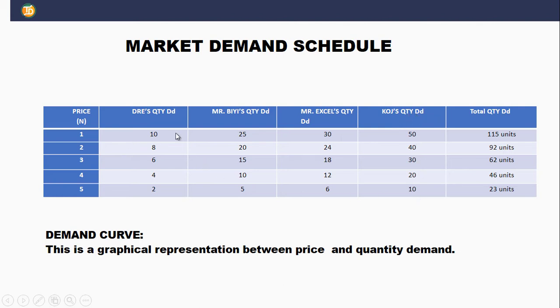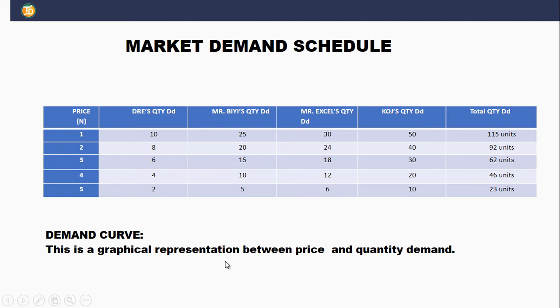If you look at the quantity demanded at 1 naira, the quantity demanded by consumers differs. And if you add up all their quantity demanded, you get the total quantity demanded by these consumers, which means as the price increases, all their individual quantity reduces and the total quantity kept reducing. This is what we call market demand schedule.